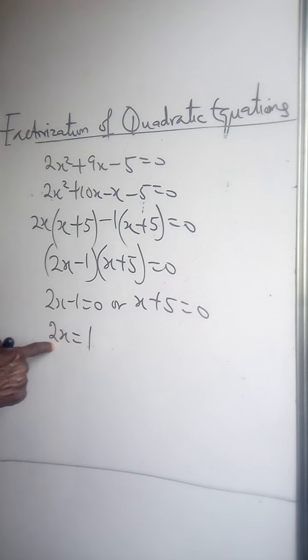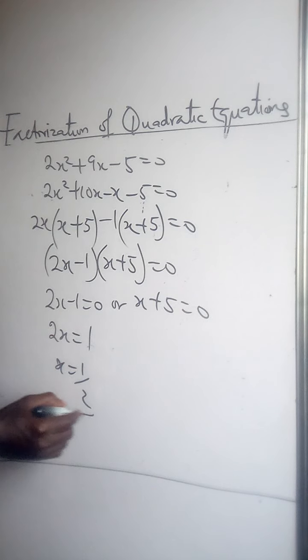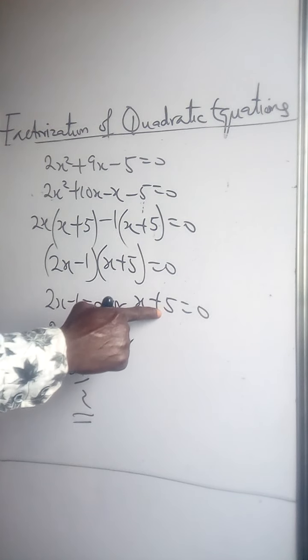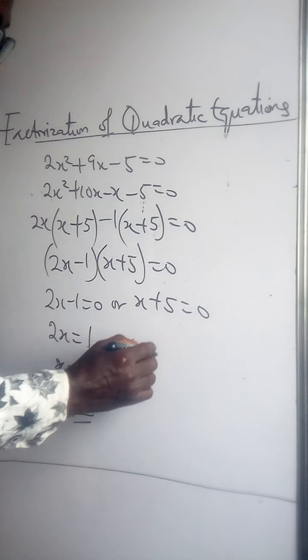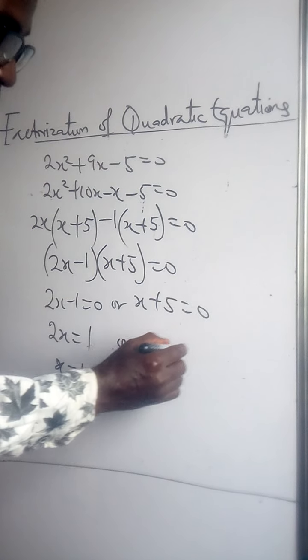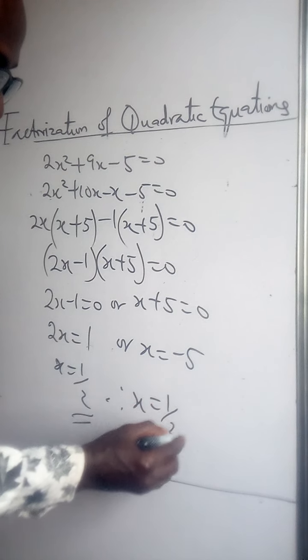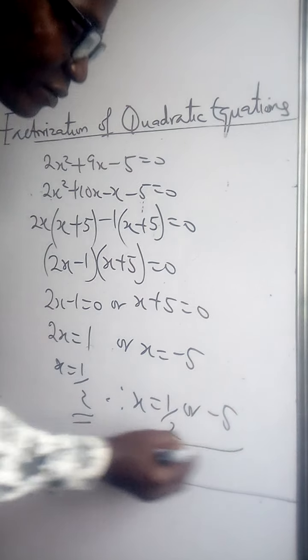To get x here, divide both sides by 2, so as to get the value of x. x will be 1 over 2. Or to get x here, plus 5 has to go to the other side. So we have x is equal to 0 minus 5, that is minus 5. Therefore, x is equal to half or minus 5. It's as simple as that.